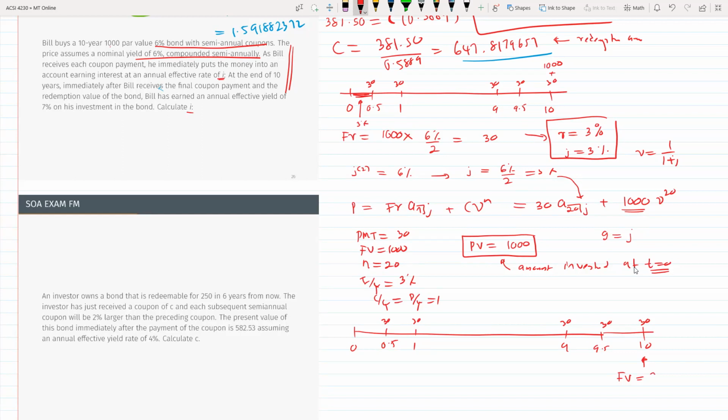The future value would be 30. This is an annuity immediate, but we are calculating future value, so we use the S. How many payments? 20. I is actually the annual effective rate, but we need the 6-month rate. So right now, let's use maybe I star. Okay, what is I star? The effective rate for 6 months.